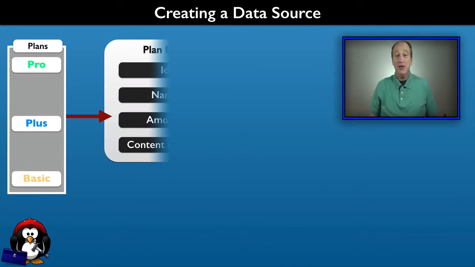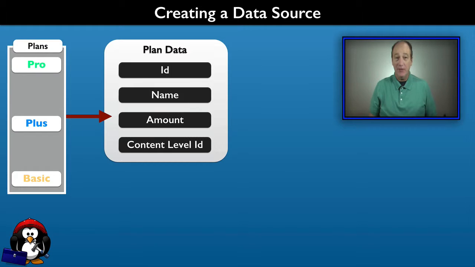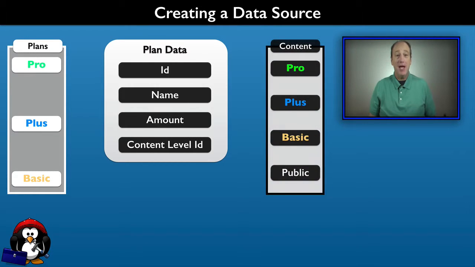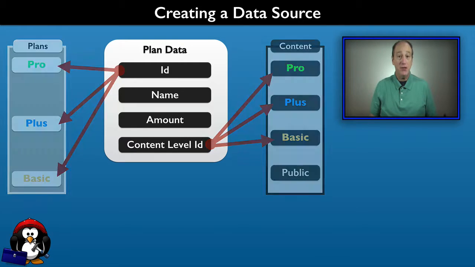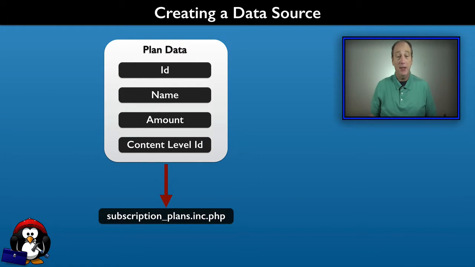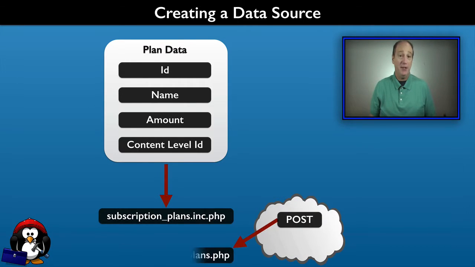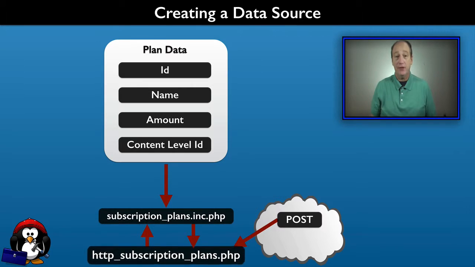We will create a source on our web server for the subscription plan information. We will design it to map the subscription plan offerings to our content offerings. We'll write functions that can retrieve the plan data. They will be limited to the server-side consumption. But we will write a script to handle network requests for the plan data. This will be our first back-end service.